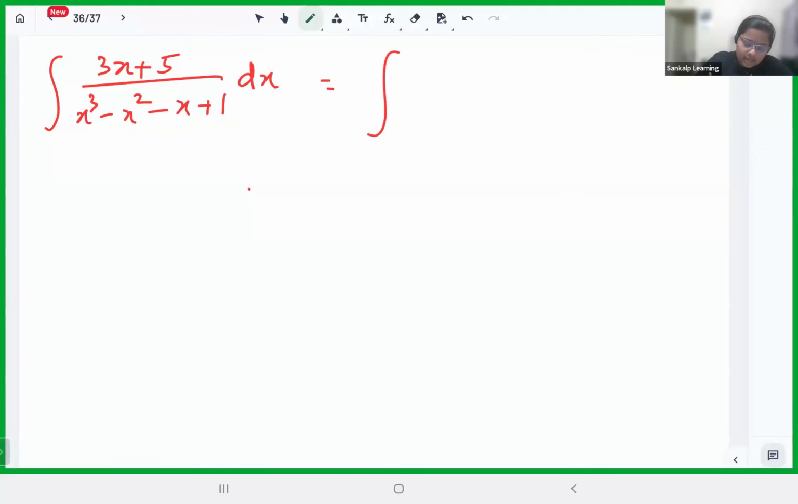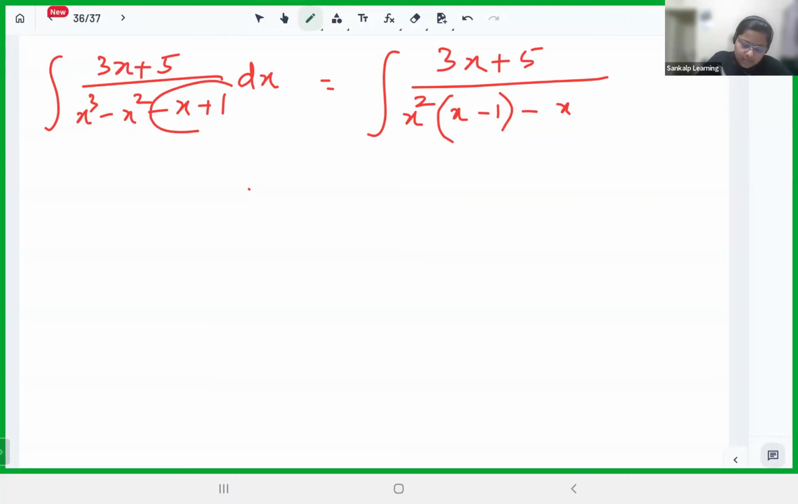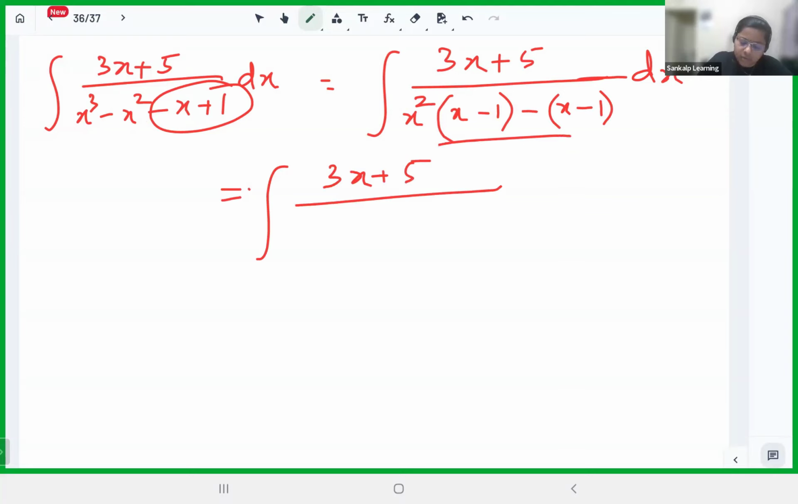Then the last one is integral 3x plus 5 divided by x cube minus x square minus x plus 1 into dx. Okay, so this can be written as integral 3x plus 5 divided by, I'm taking x square outside from the first two terms, that is x square into (x minus 1), minus x plus 1 can be written as minus of (x minus 1), into dx. Now what I'm going to do is make a rearrangement. That is, x minus 1 take outside. So what is remaining? X square minus 1 into dx.